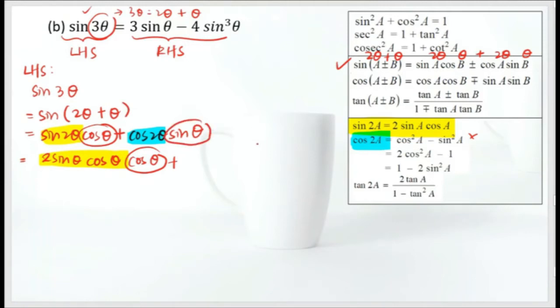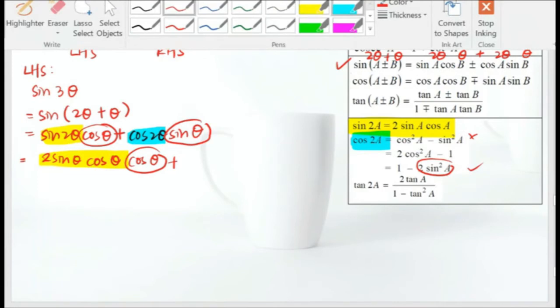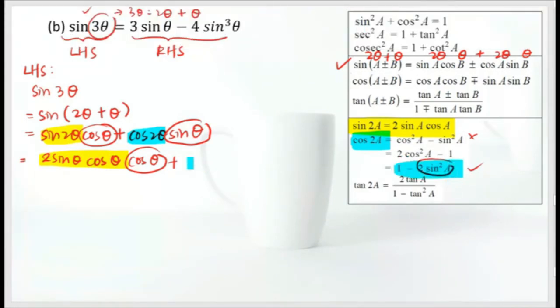We want to make it the same, so we choose the one with sine. So we choose the third one, it will be easier. For cos 2 theta, we choose 1 minus 2 sine square theta. Why? So that it is sine. Then your answer is sine power of 3, right? Sine square multiplied with sine becomes sine cube. Also, you have to be smart to choose the correct formula.